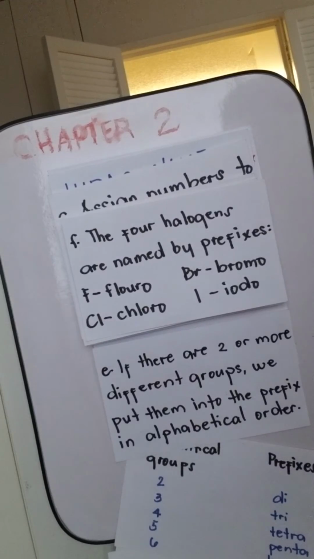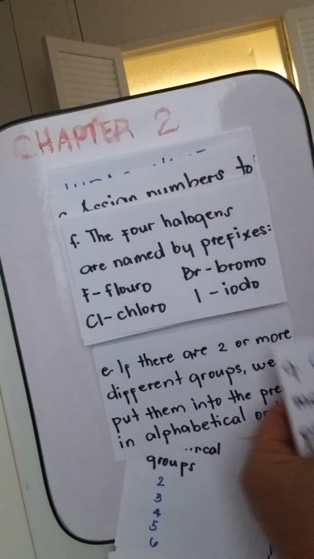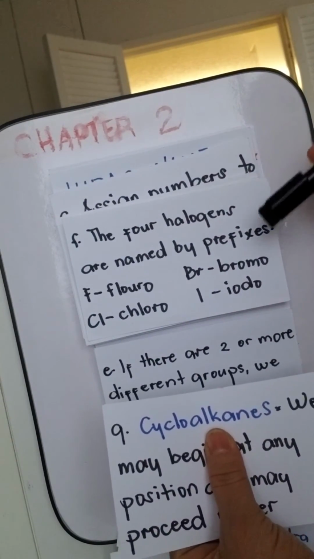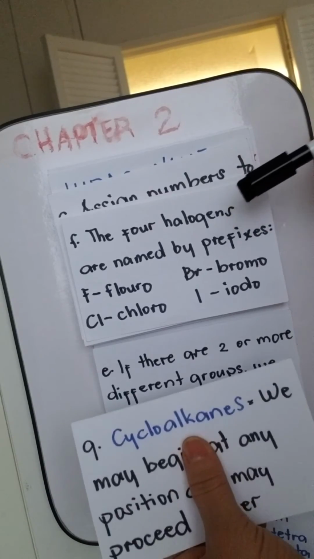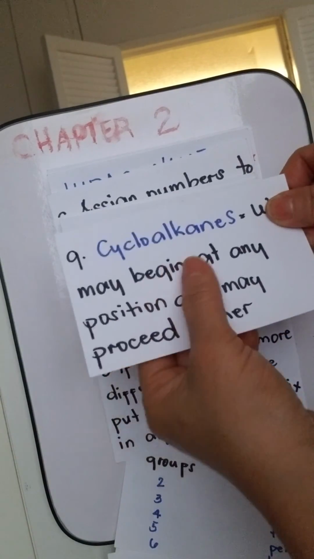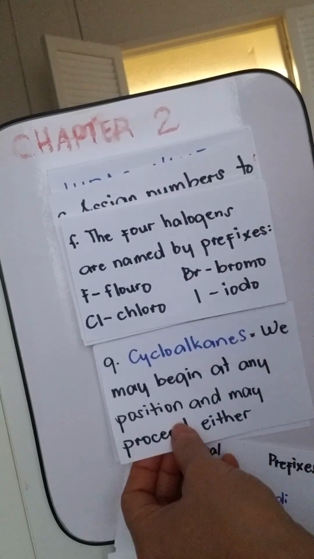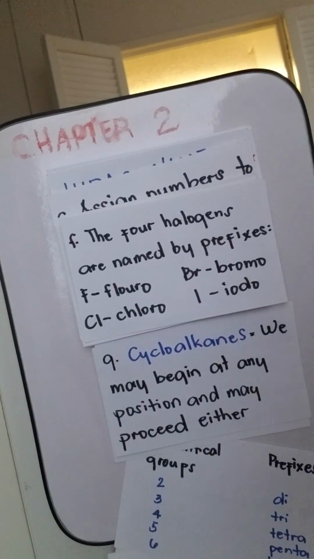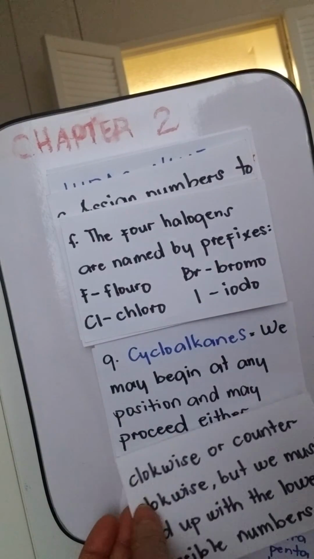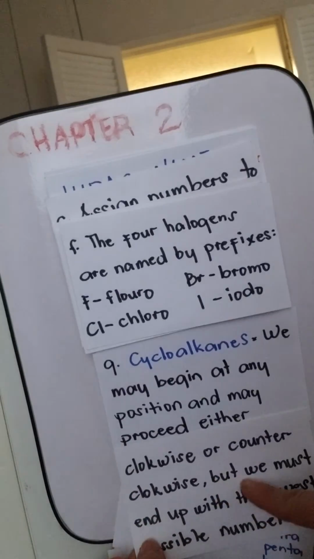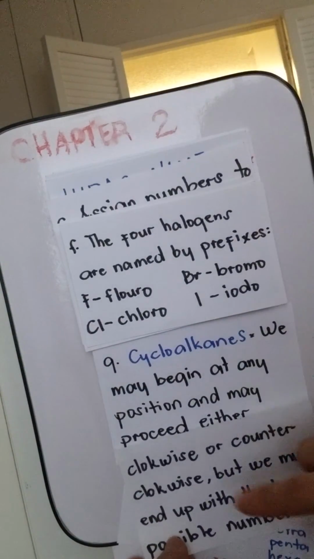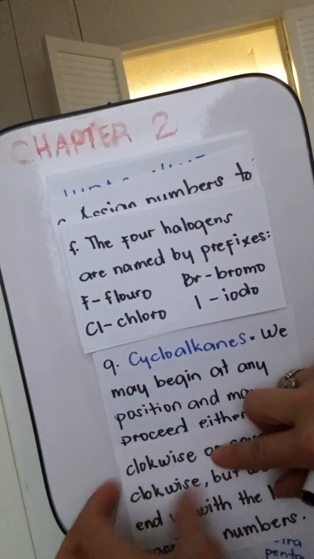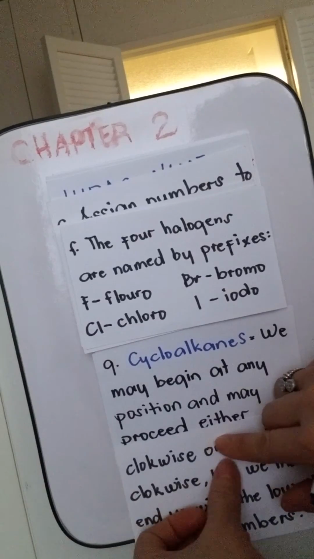Now another kind of alkane compound is called cycloalkanes. If you have an aliphatic, meaning open chain structure, cycloalkanes mean closed chain structure. What are cycloalkanes? We may begin at any position and may proceed either clockwise or counterclockwise, but we must end up with the lowest possible numbers. What does this mean about the description for the naming of your cycloalkanes?